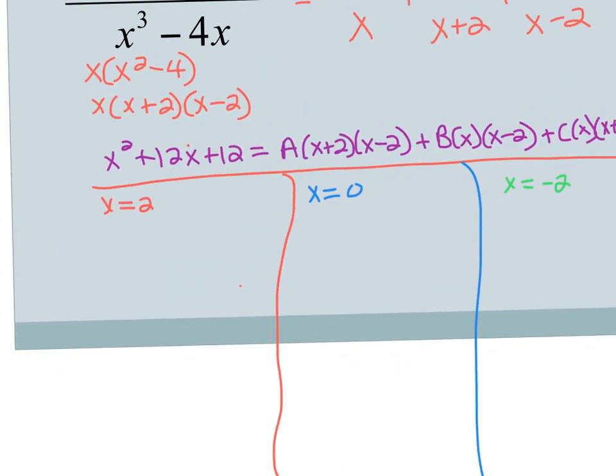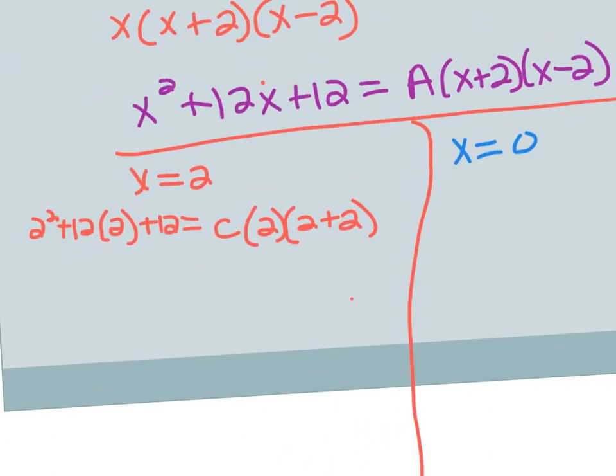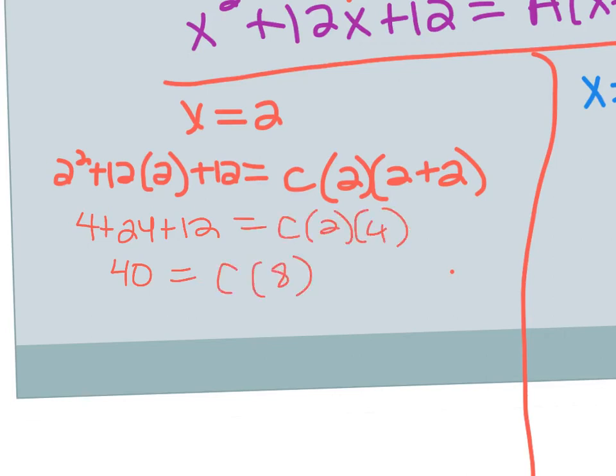So I'd get 2 squared plus 12 times 2 plus 12 equals, now I know it's going to cancel from the a, so you could write it out or you know it's going to cancel. It cancels out my a. It's going to cancel out my b. It's going to leave me with c times 2 plus 2. So I get 4 plus 24 plus 12, 36 plus 4 is 40. And then, oh, this is a whole number too. C is 5. That's the first one.